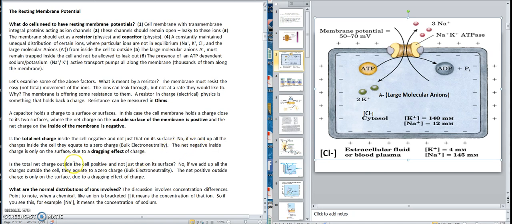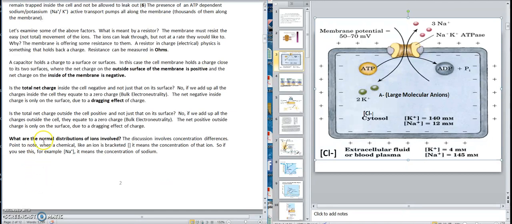Okay, is the total net charge outside the cell positive? No, it's just at the surface. Again, this would add to 0, and again, we would be talking about the dragging effect, so you can read my document. Okay, what are the normal distributions of ions involved?